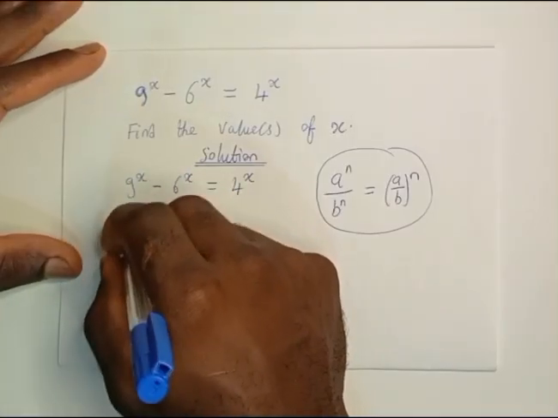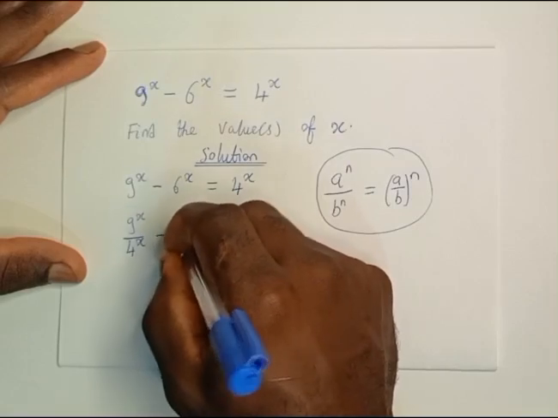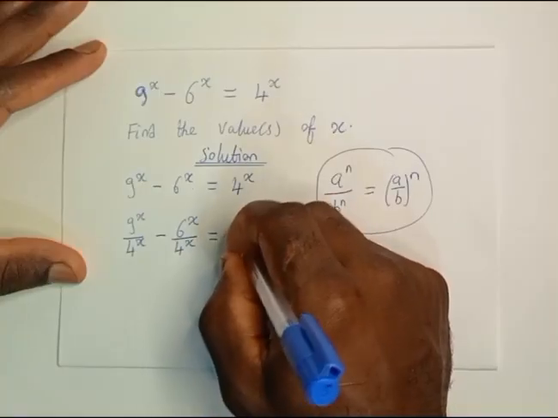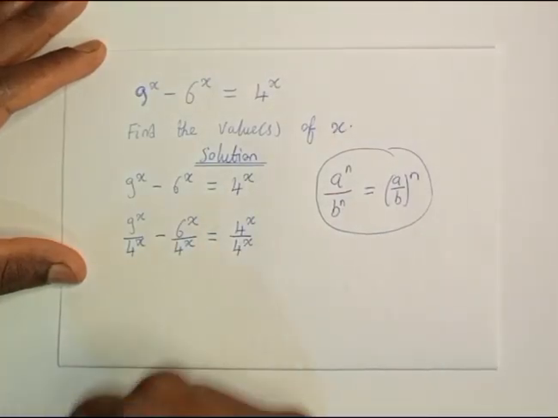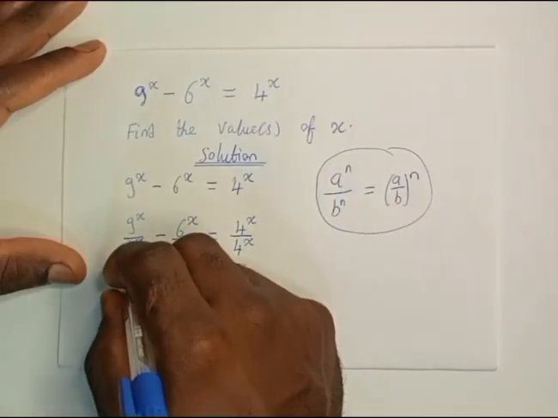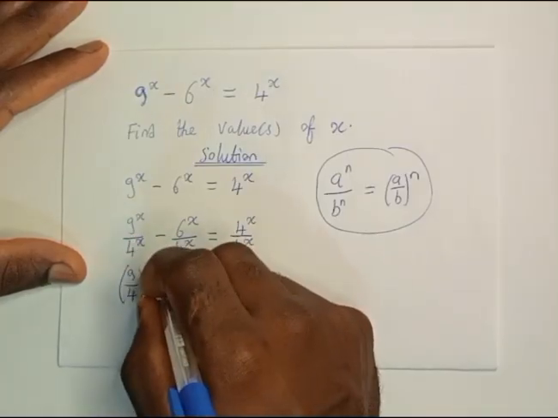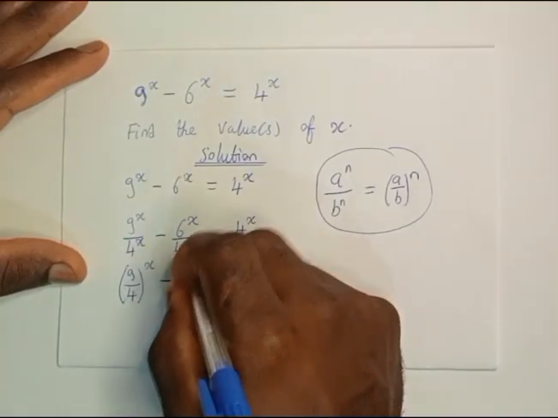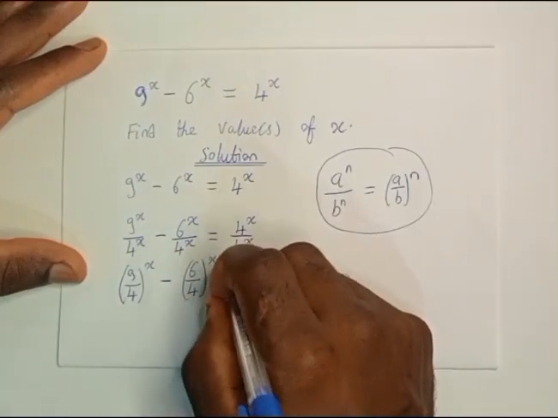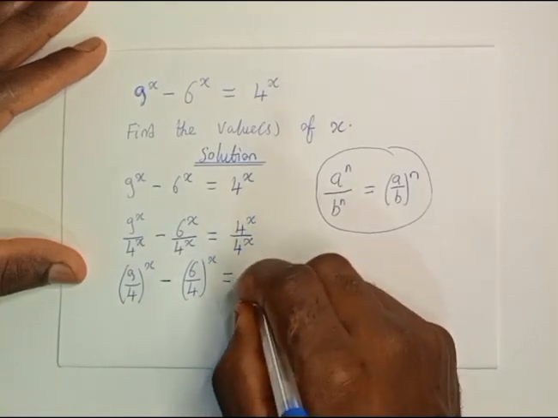9 raised to the power x divided by 4 raised to the power x, minus 6 raised to the power x divided by 4 raised to the power x, is equal to 4 raised to the power x divided by 4 raised to the power x. Applying this property at the left hand side, this will give us 9 over 4 all this raised to the power x, minus 6 over 4 all this raised to the power x, is equal to 4 raised to the power x divided by 4 raised to the power x, which gives us 1.